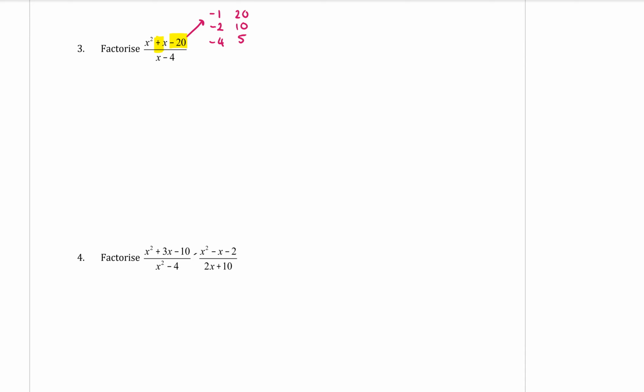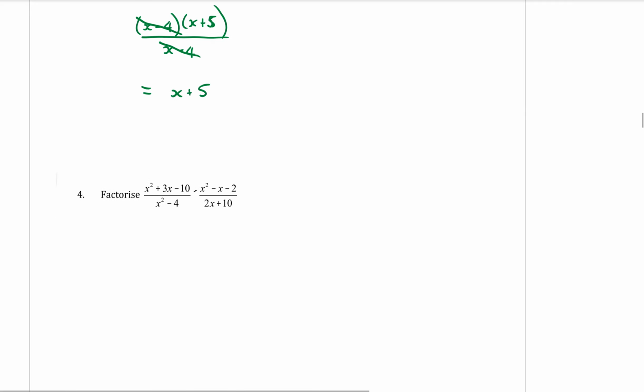So factorizing the top, I would get x take away 4 and x plus 5, all over x take away 4. I can't do anything to factorize the bottom. Now you can see that there is an x take away 4 on the top and the bottom of that fraction. I can cancel all of that off with that. And all that is left is the x plus 5, which you don't need to write in brackets any longer.